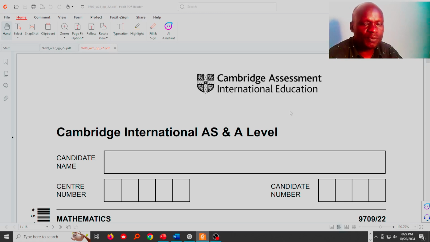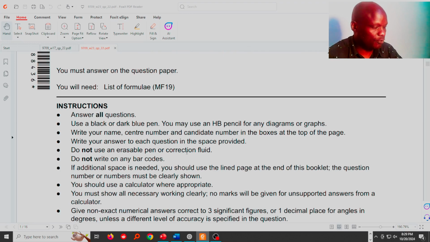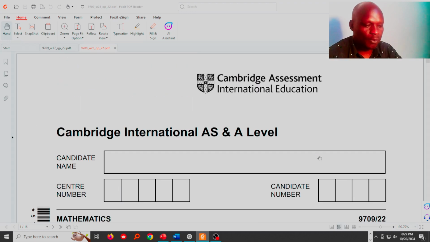Well, hello students. Today our question comes from Cambridge Assessment International Education, that is Advanced Subsidiary and Advanced Level Mathematics, Pure Mathematics 2. The code is 9709/22. The paper was taken November 2023. Now, the question of interest, we are now considering integration. We had considered polynomials in our previous topic.